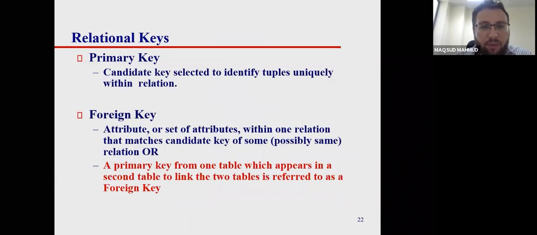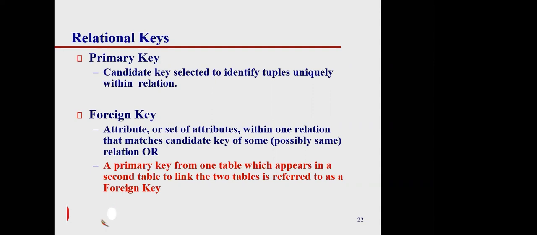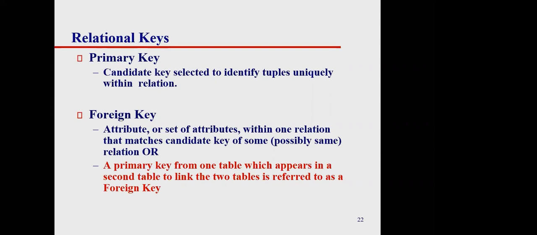Primary key. So what is the primary key? Any key which is unique and not repeatable. A candidate key selected to identify tuples uniquely within the relation. And a foreign key is a primary key which is a foreign key in another one.